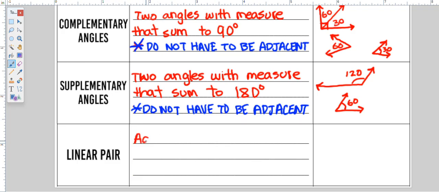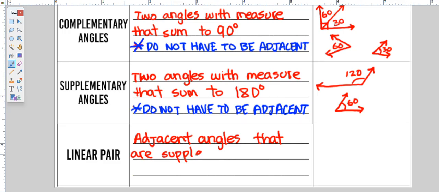A linear pair is adjacent angles that are supplementary. So they add up to 180. And if you were to combine them, they make a straight line. Okay. Combined, they form or make a straight line.